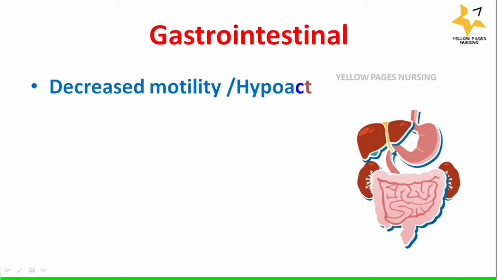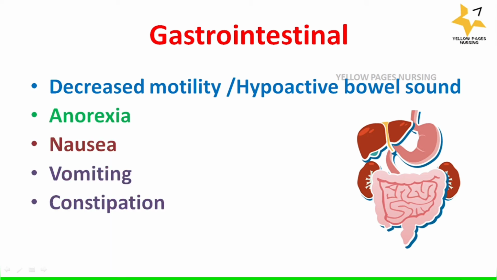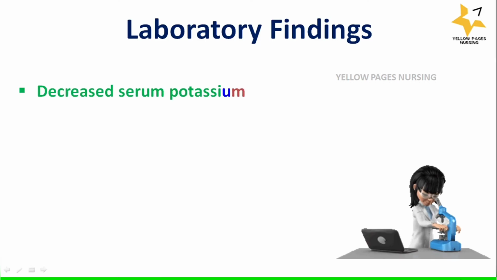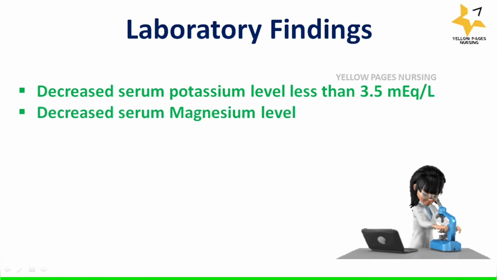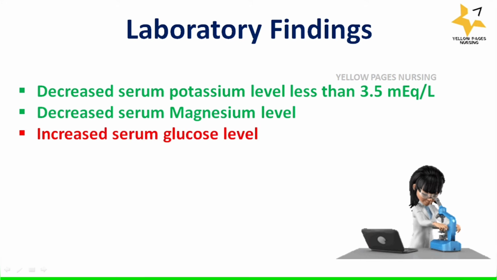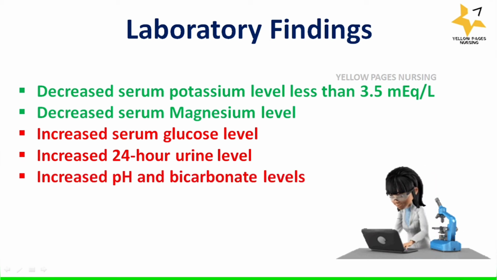Gastrointestinal symptoms include decreased motility or hypoactive bowel sounds, anorexia, nausea, vomiting, constipation, and paralytic ileus, which is the obstruction of intestine due to paralysis of the intestinal muscles. Laboratory findings may reveal decrease in serum potassium level less than 3.5 milliequivalent per liter and serum magnesium level, increase in serum glucose, 24-hour urine level, increase in pH and bicarbonates, and also digoxin level.